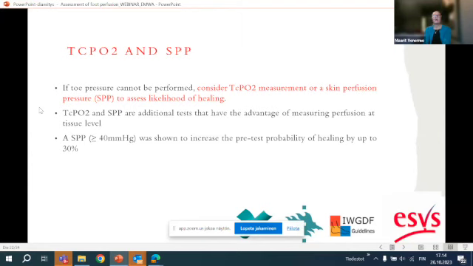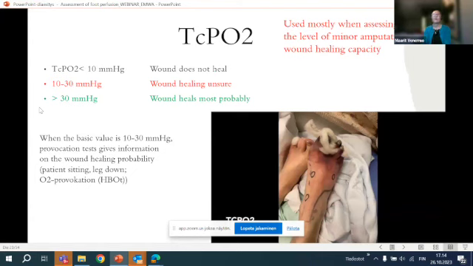TCPO2 and SPP are additional tests that have the advantage of measuring perfusion at tissue level. We use TCPO2 mostly when we assess the level of minor amputation and wound healing capacity. And if TCPO2 is less than 10, usually wound does not heal. If it's between 10 and 30, the healing is unsure and impaired. If it's over 30, wound heals most probably.